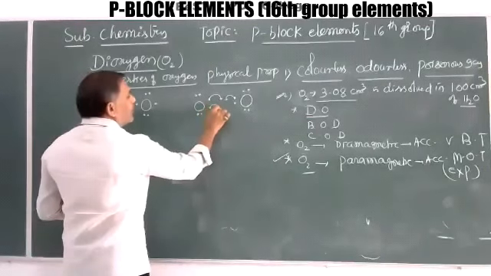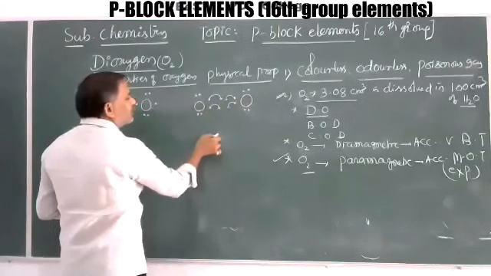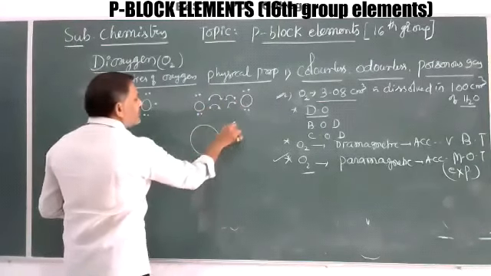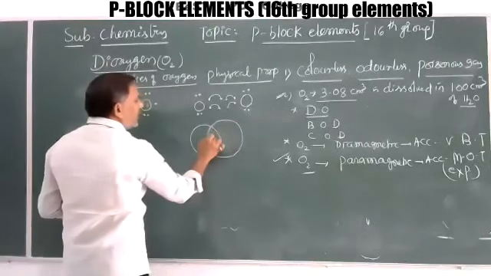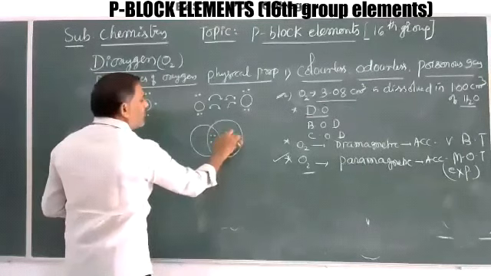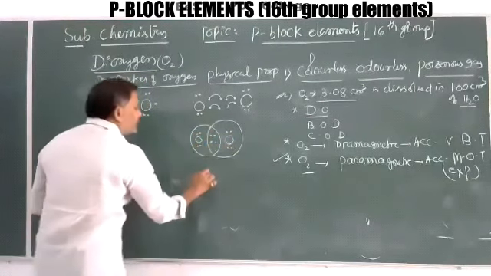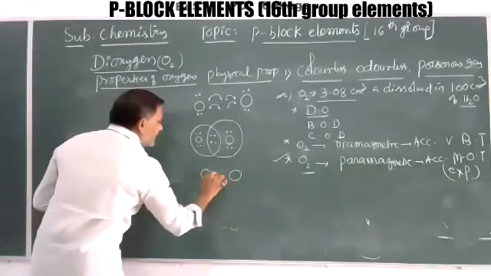Then again, one more electron is donated by each oxygen atom. It forms two electron pairs. So it forms one double bond here. Here the two pairs are there. This is completely paired. On each oxygen atom, two lone pairs are there. That's why between oxygen and oxygen there is a double bond.